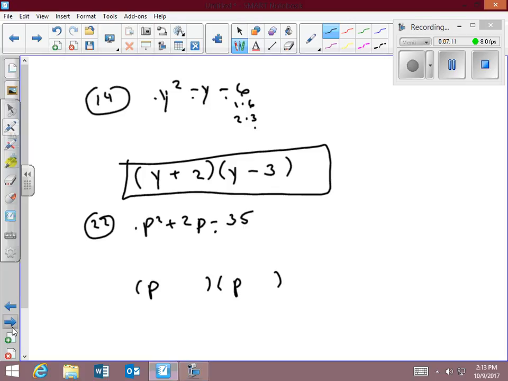This is negative, constant term negative, so the signs are opposite, plus minus. The middle term must be a difference. The factors of 35 are 7 and 5. The difference is 2. Now, what goes where? Well, this is a positive, so the 7 must be positive. The larger number must be positive. Smaller number negative. And you got an integer factor.